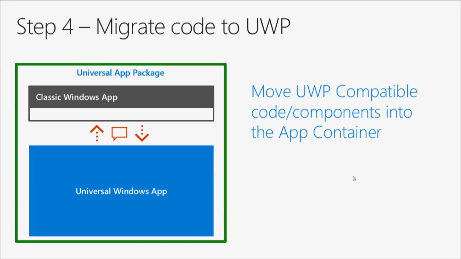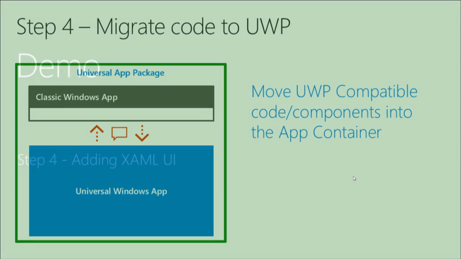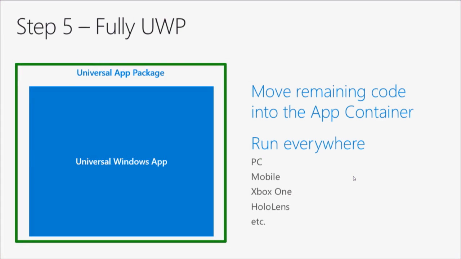And so we find that we tend to move the UI first and get the UI running in XAML and looking the way that we want, just leveraging the business logic running in an invisible desktop process. And then once we do that, the last step is to take that business logic and move it into the app container and make it truly universal.